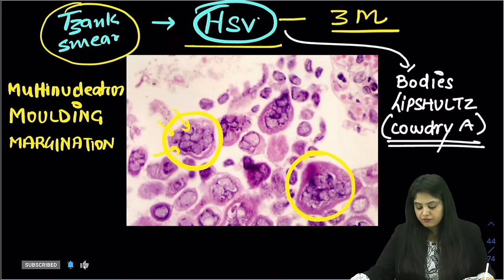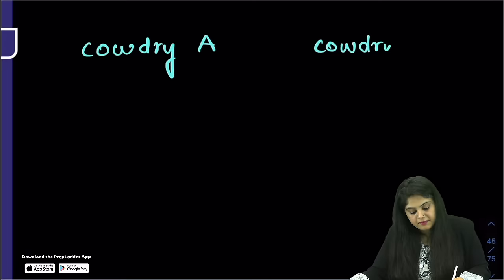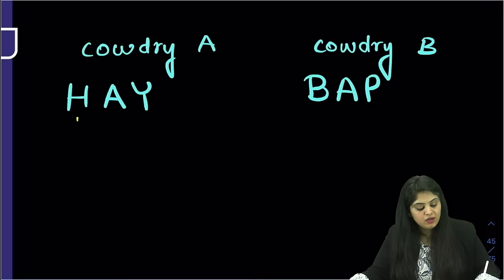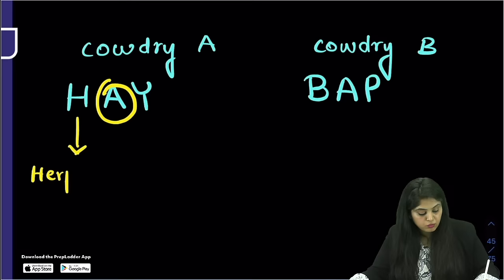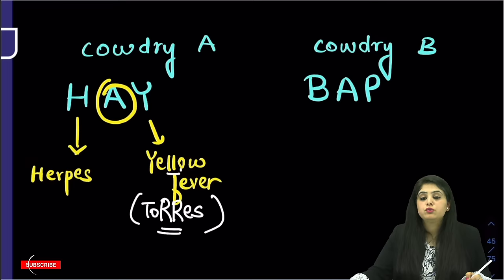Now, when we are doing so much of integration everywhere, quickly revise this also with me, that is Cowdry A versus Cowdry B. So you'll be like, oh my God, ma'am, where are we going? Yes, most of the students learn it as Hey Bap, right? That is how they learn it, so we will also learn it like that only. What is Cowdry A going to show you? Cowdry A is seen in herpes. That is what you said. And Cowdry A is also seen in yellow fever. What are the bodies that you see in yellow fever? Yellow fever shows you Torres bodies. So herpes and yellow fever show you Cowdry A inclusions.